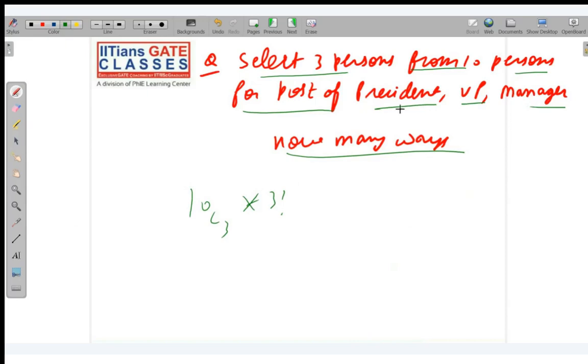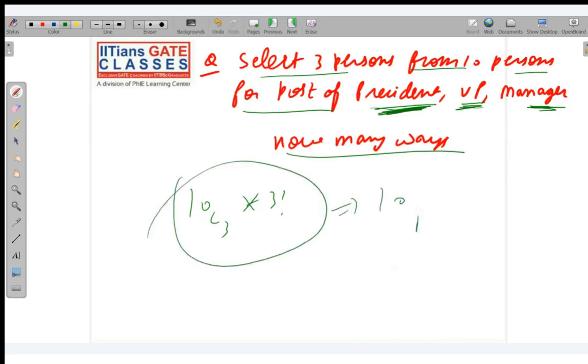So you just consider them as chairs. For mathematics, everything is the same. You consider them as chairs: president chair, vice president chair, and manager chair. And 3 persons are there. So what are the ways they can sit on them? 3 factorial ways. So 10c3 into 3 factorial. Again 10p3 is the answer, even though we have the word select in it. The wording is different, but the previous question and this question are almost similar.